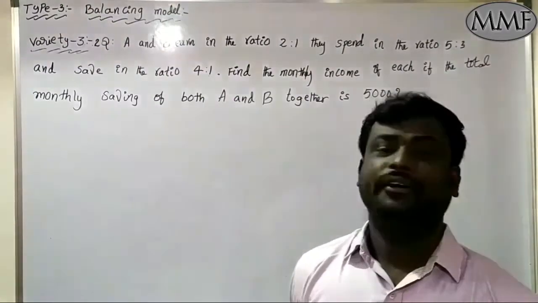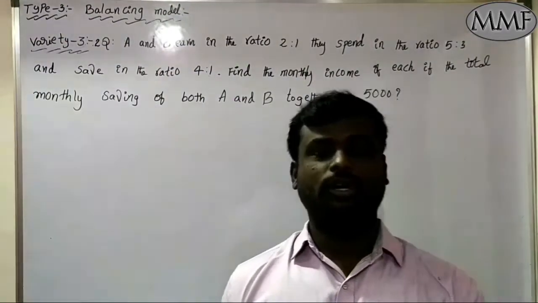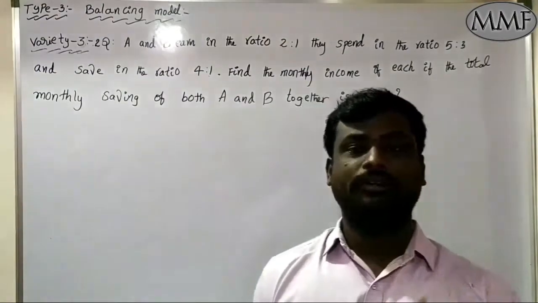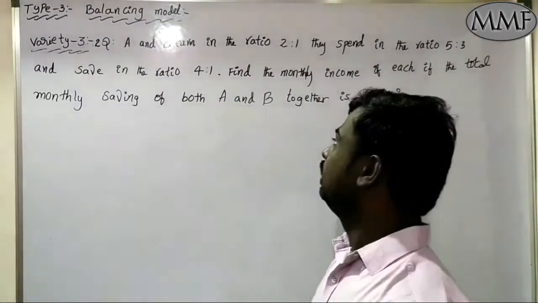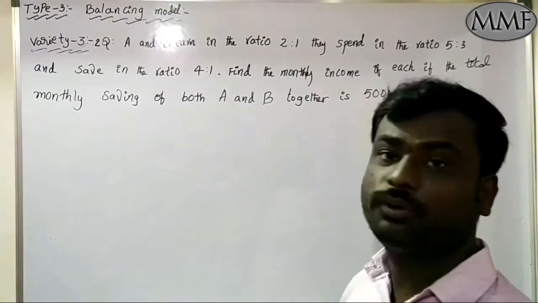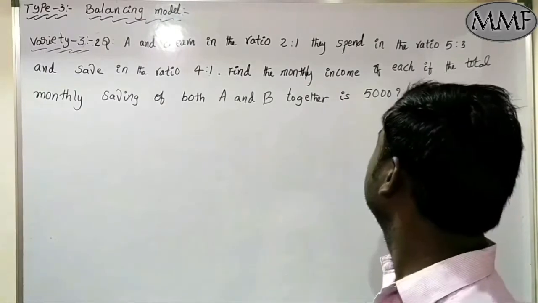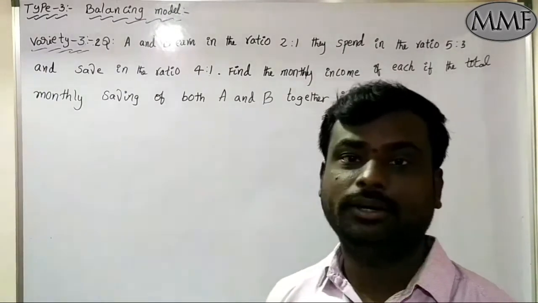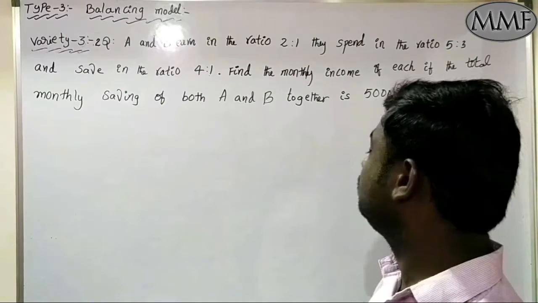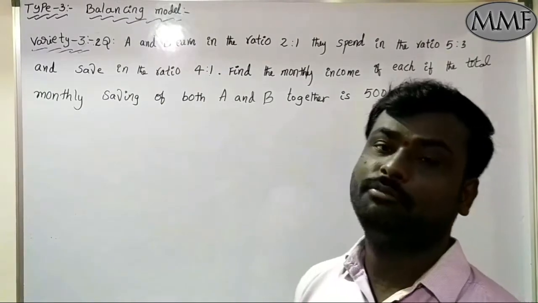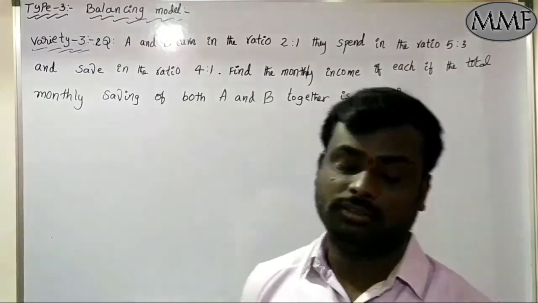Now type 3, variety 3. This model is somewhat different from the previous model. How? Let's see. A and B earn in the ratio 2:1. If they spend in the ratio 5:3, they save 4:1. Find the monthly income of each. If they save both of them, A and B is 5,000.